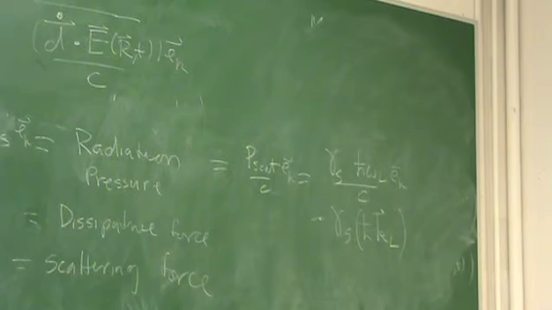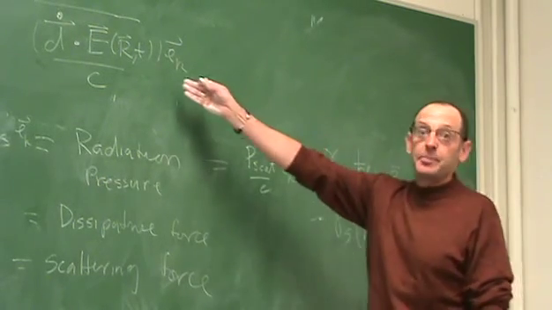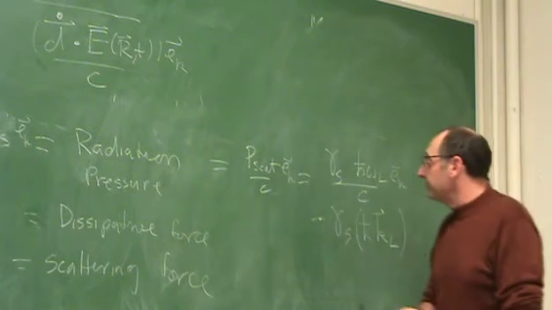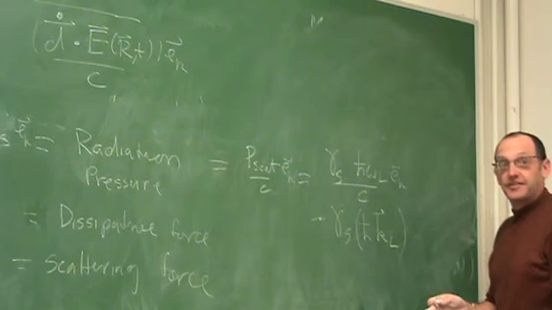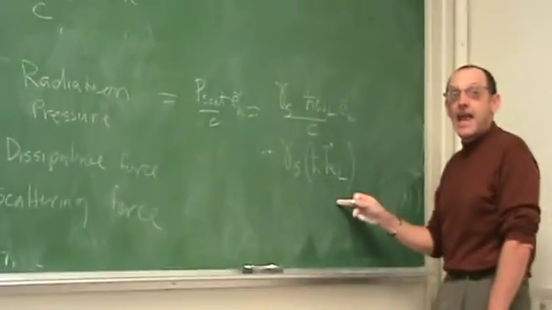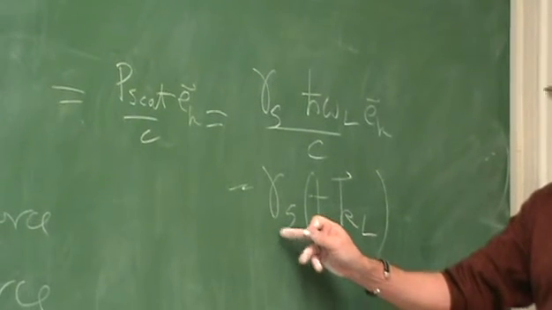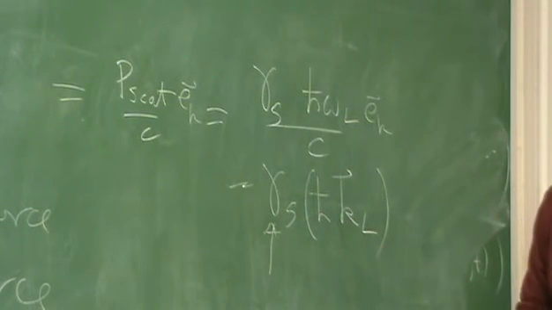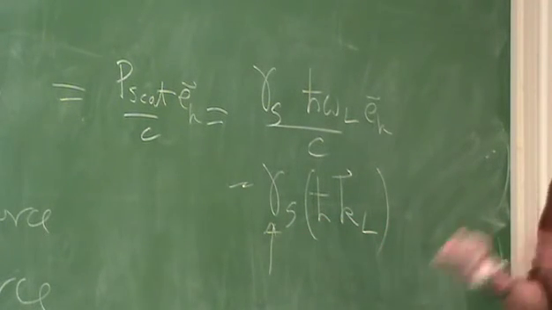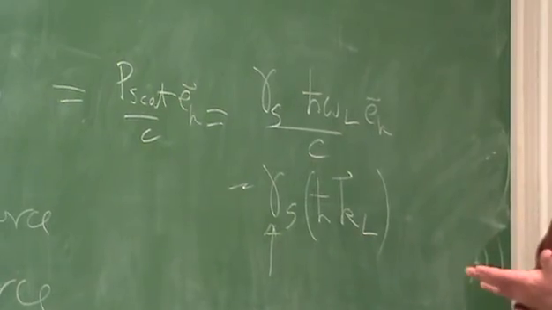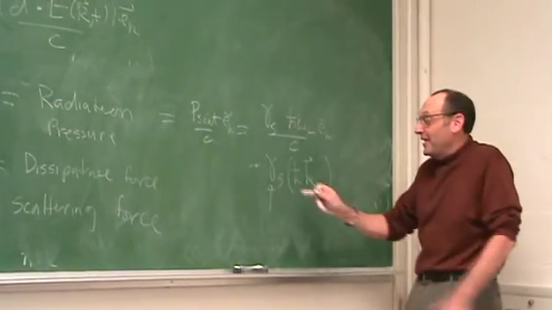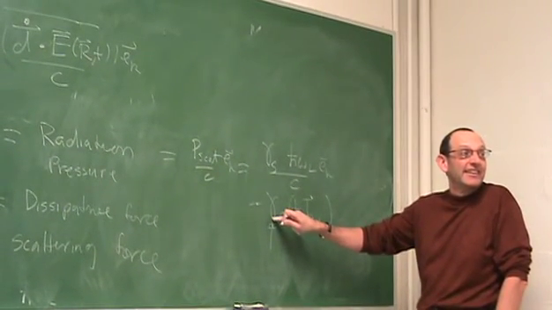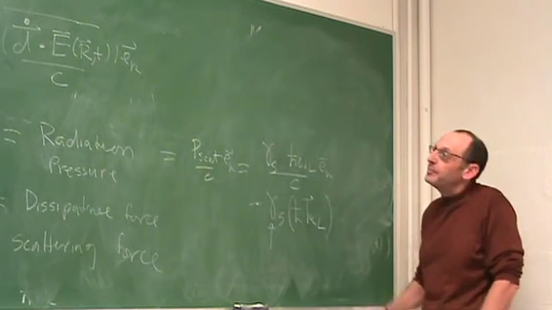So, to conclude, what we see here is that the dissipative force can be understood as the scattering of photons with momentum h bar k, at a rate depending on the rate at which photons are scattered. And so we already have our quantum mechanical expression for the scattering force, because we know from the optical Bloch equations what the scattering rate is. So we'll be able to pick that up next time.